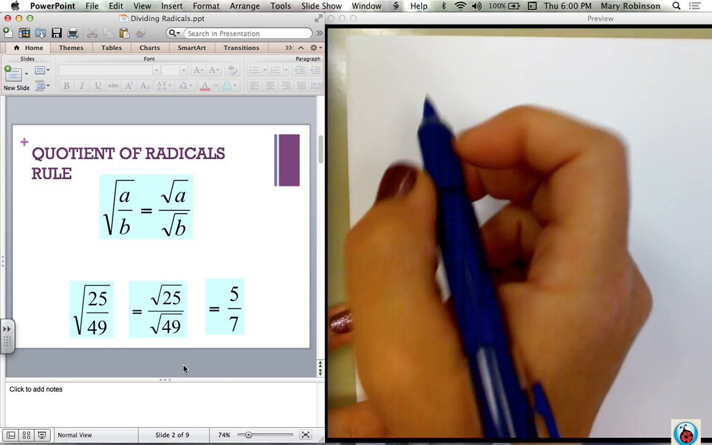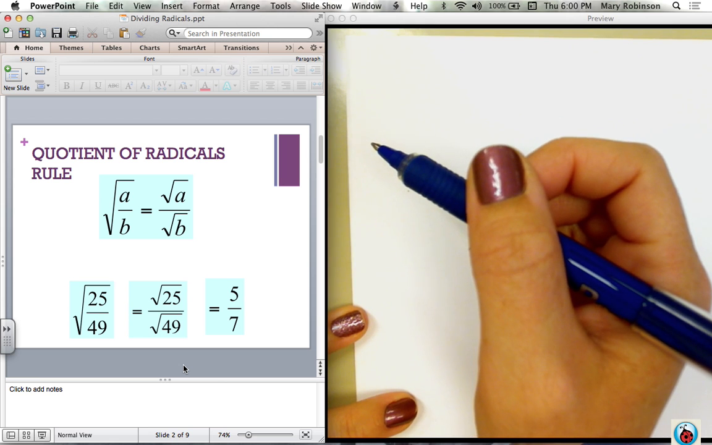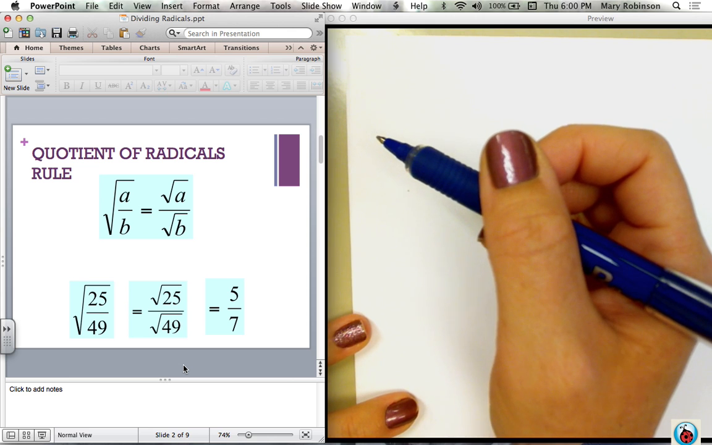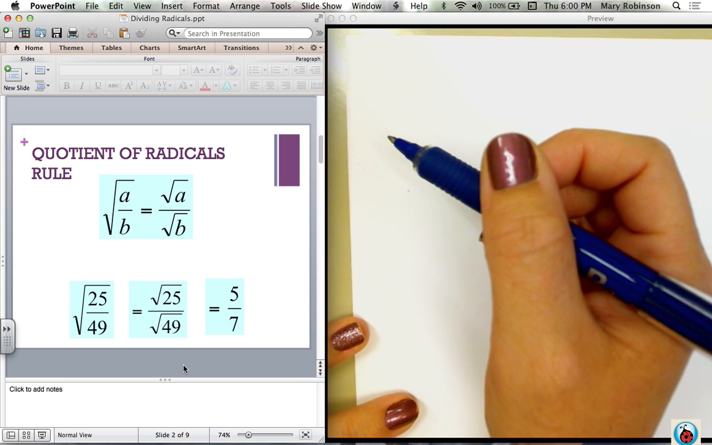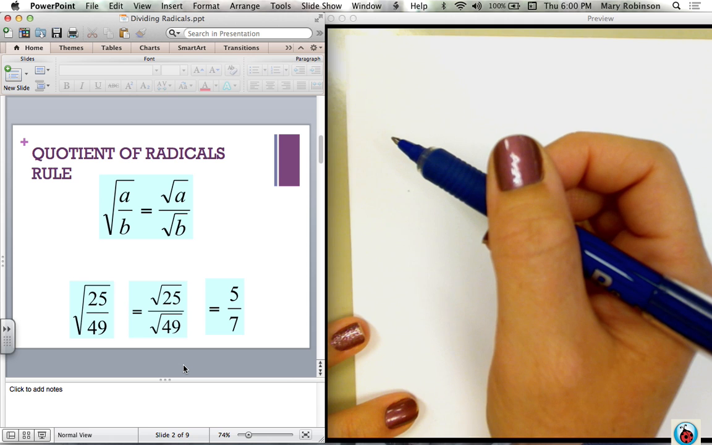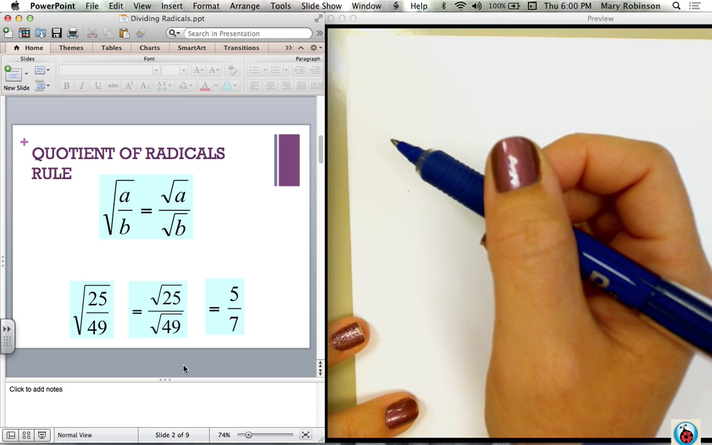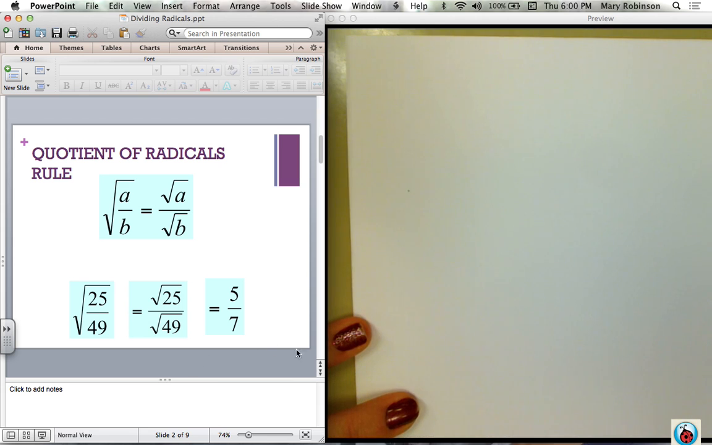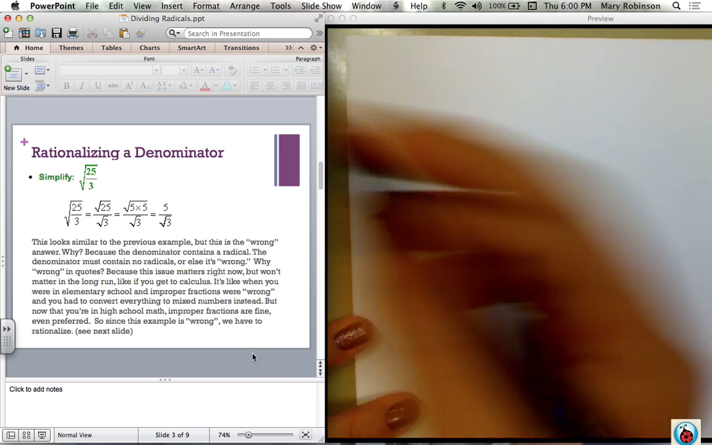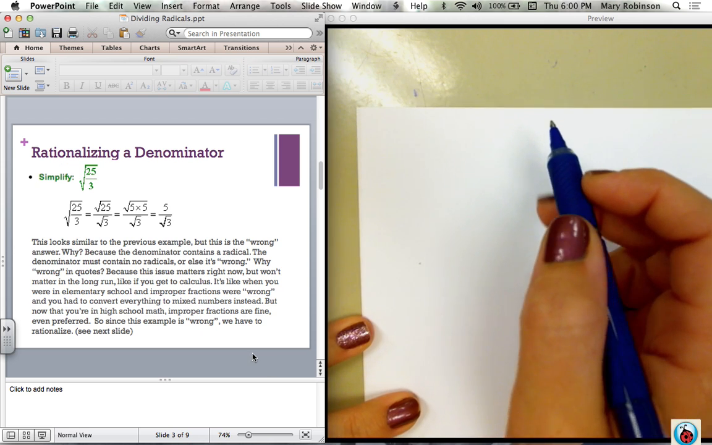So if you take a look at the first example, the square root of 25 divided by 49, we can separate that into the square root of 25 divided by the square root of 49. Since both are perfect squares, we take the square root of each and we get 5/7 as our final answer. So that's pretty simple there. Well, now let's take a look at a new one.